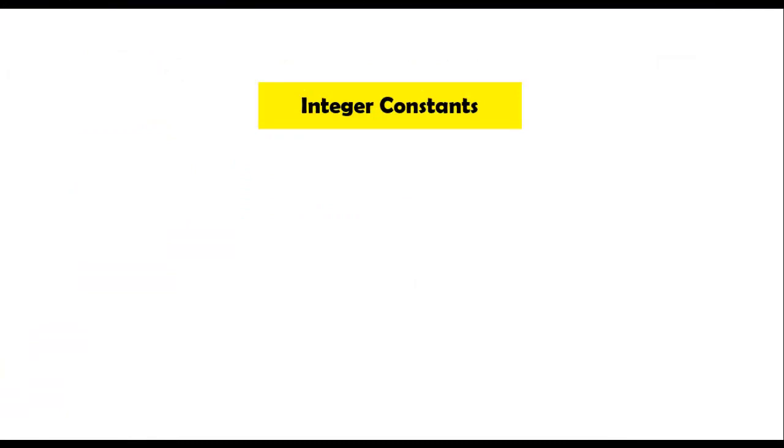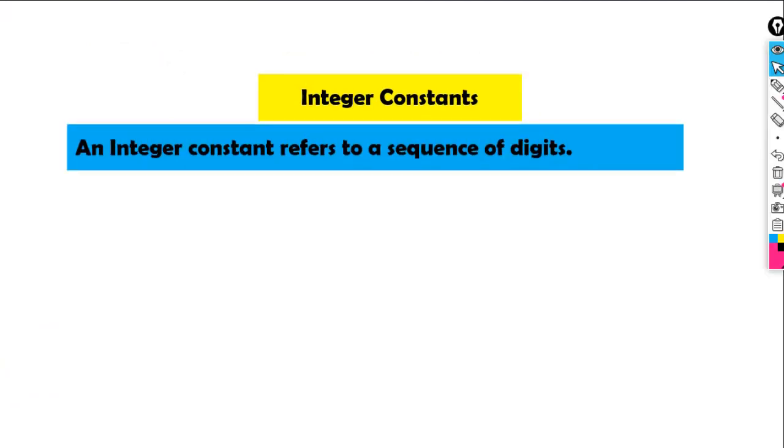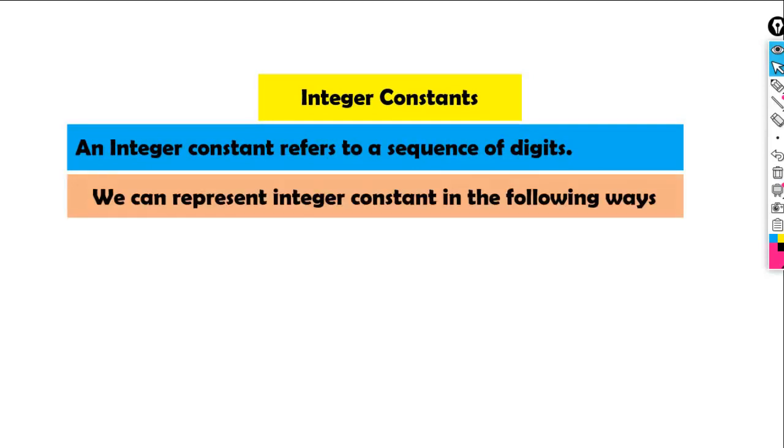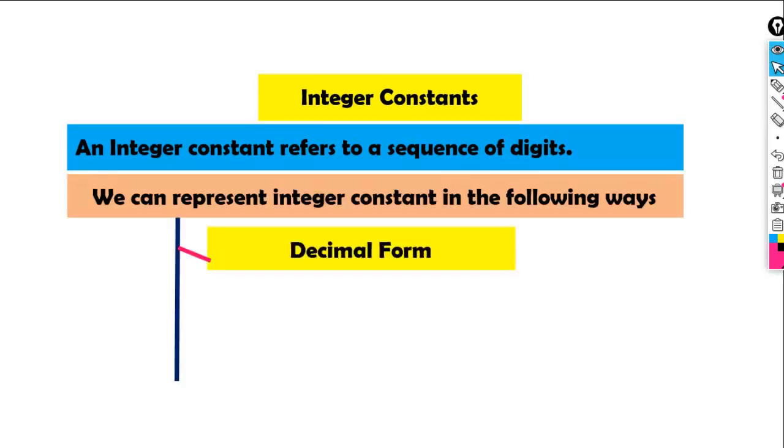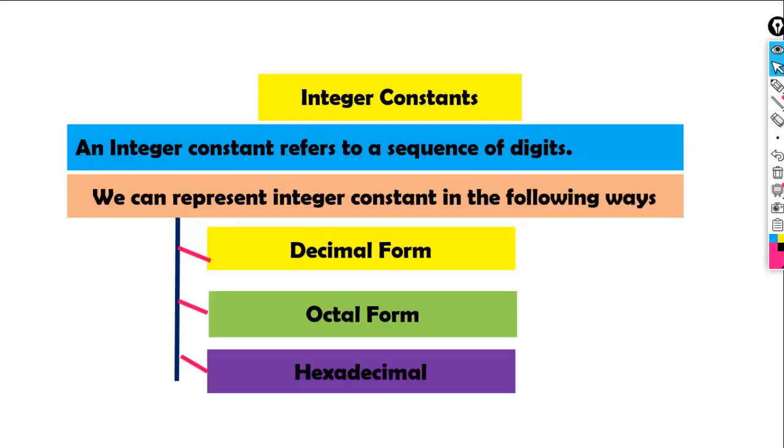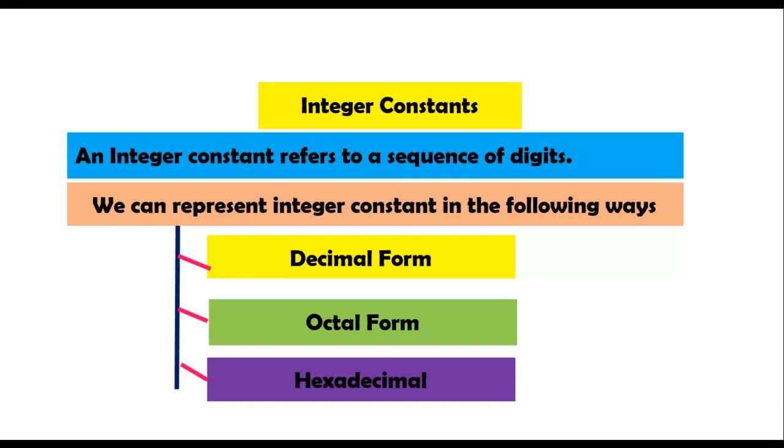Now let's discuss integer constants. So an integer constant refers to a sequence of digits. We can represent integer constant in the following ways: in decimal form, in octal form, or in hexadecimal form. Let me show you this practically. Let's jump to Code::Blocks.